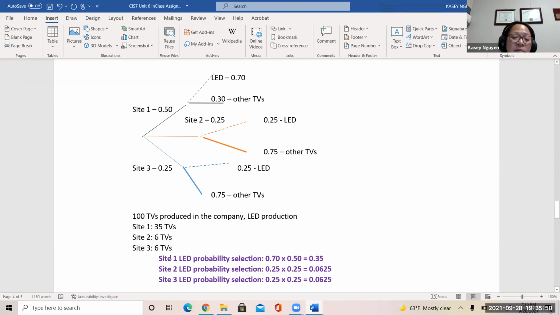So here in purple, I said that for site 1, we know that we started with 50% of all televisions. And of those, 70% are LEDs. So we wanted to look at what's the percentage of LEDs. So the percentage of the LED production is 0.35.